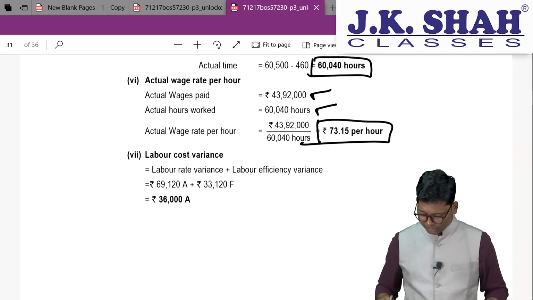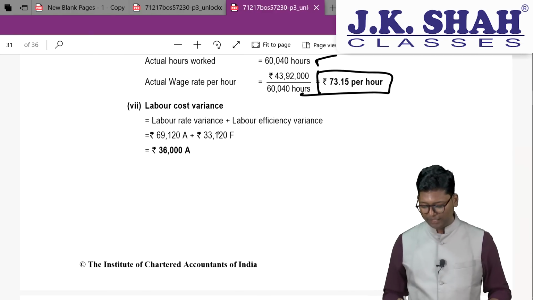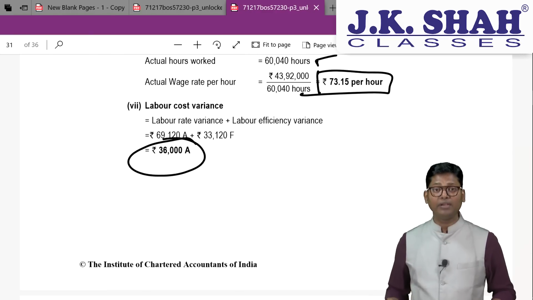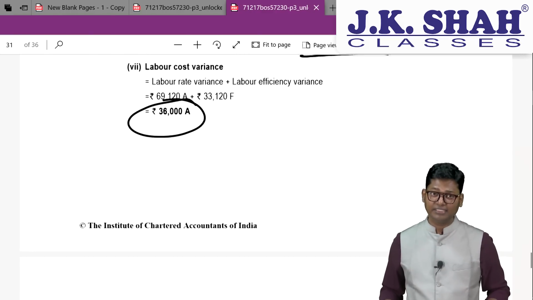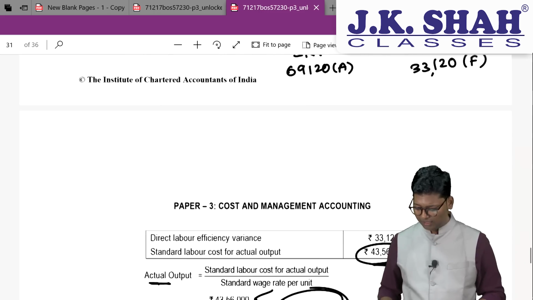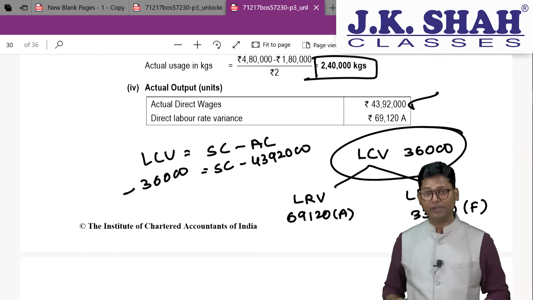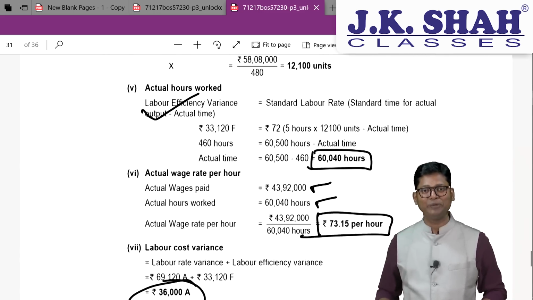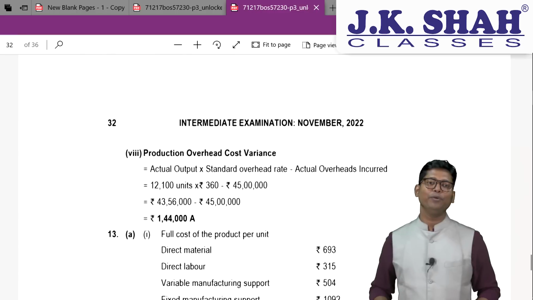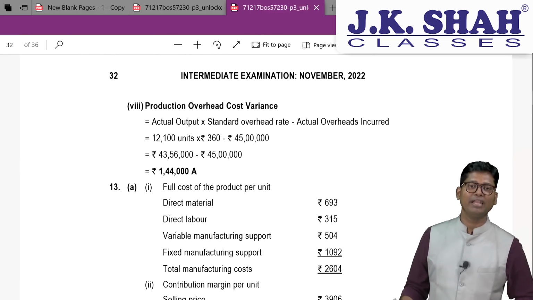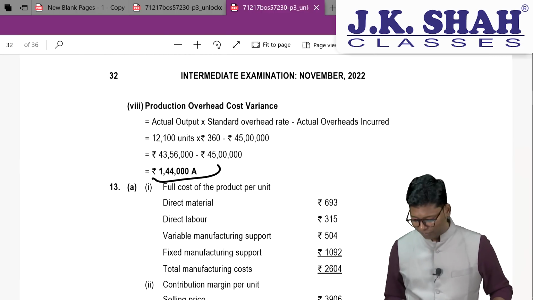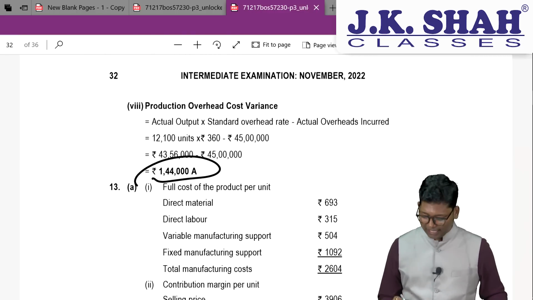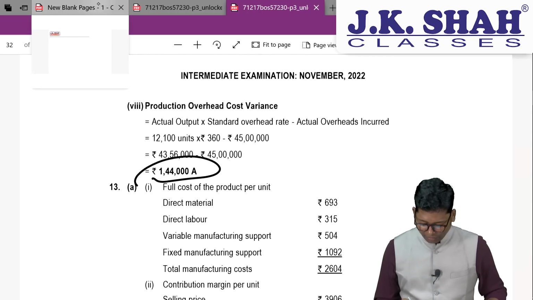So labor cost and production overhead cost is computed by using the same relationship which we have already done, 36,000 adverse. Sir, when? No, look, cost variance is 36,000 already computed, and after that they have computed the production overhead variance by comparing both the cost. It is 1,44,000 adverse. So entirely it is recorded, and this is the end of standard costing.